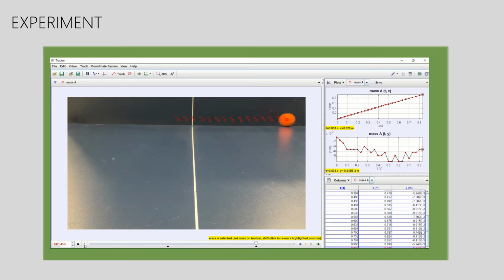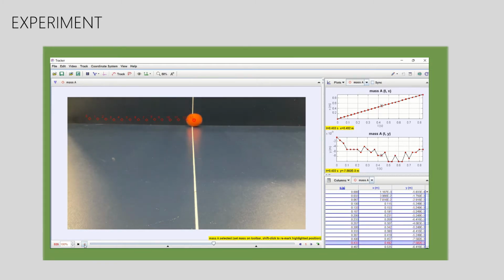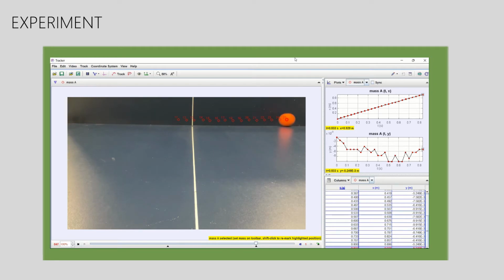There's the video of the ball rolling. You can see the points I marked as the center in each frame. I'll play that one more time. And you can see there already that our position versus time graph has a positive slope.